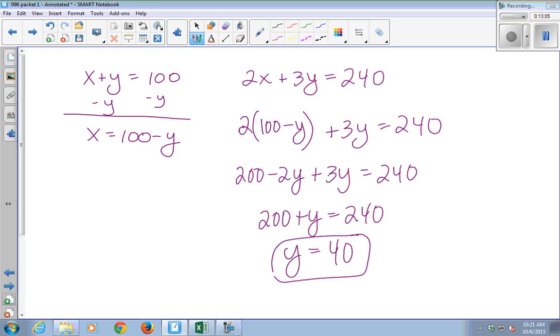And then if I want to know the number of calories in an apple, I can go back over here to this x equation. x is 100 minus y. I now know what y is. So I have x equals 100 minus 40. So x equals 60. So that's our substitution method. Two methods, elimination and substitution.